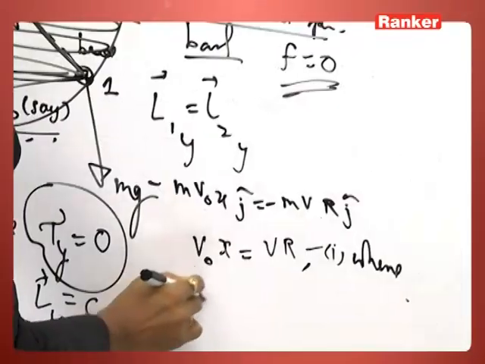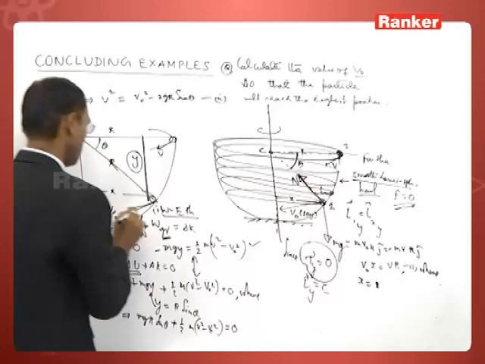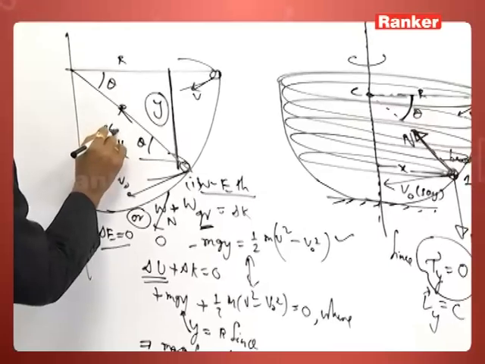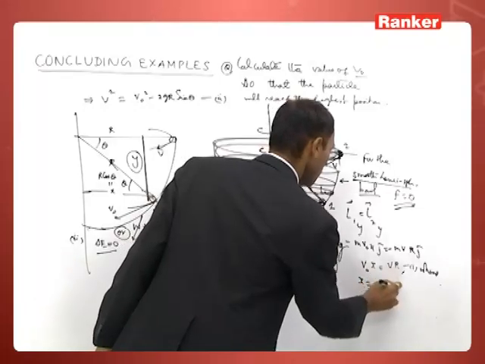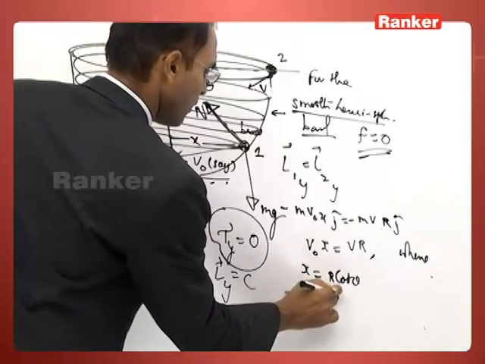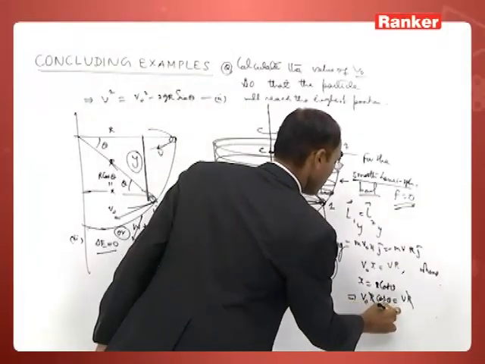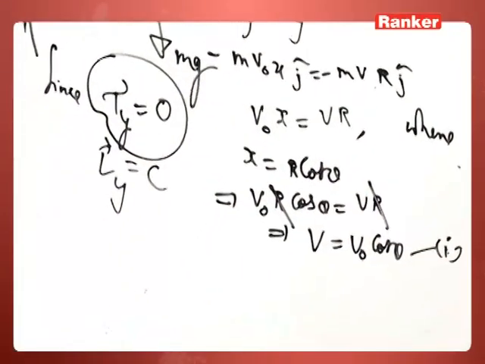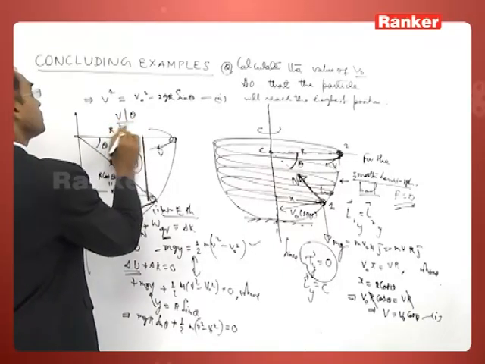Where x is equal to r cos theta, because if this is x, this is theta, x will be equal to r cos theta. So, in equation 1, you can still simplify this: v naught into r cos theta is equal to v into r, r will get cancelled, to get v equal to v naught cos theta. This is equation number 1. And you are getting equation 2. We are having 2 equations and 2 unknown quantities. What are the unknown quantities? v and theta. We can solve for these 2.